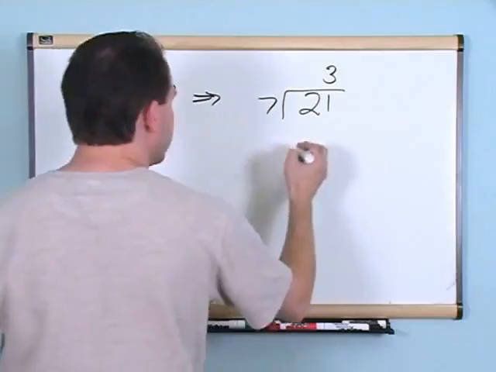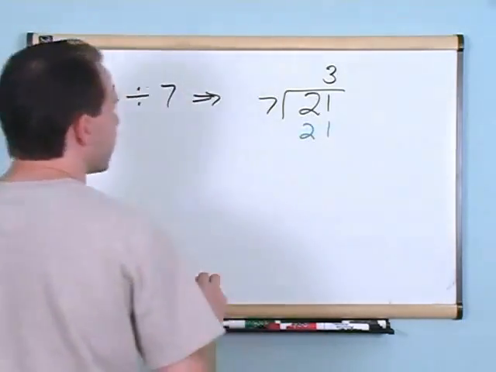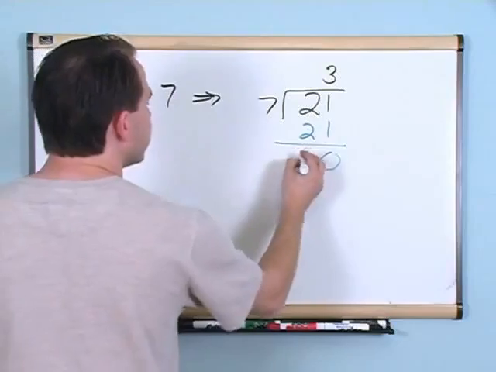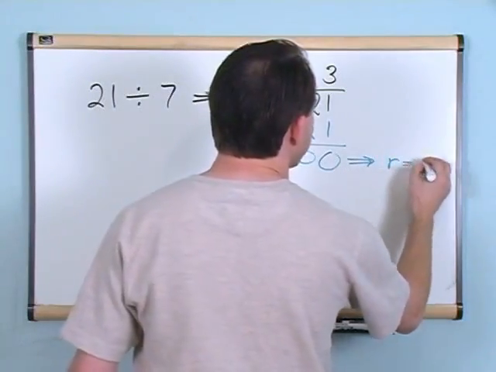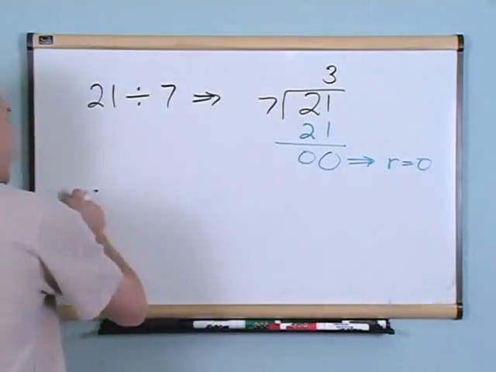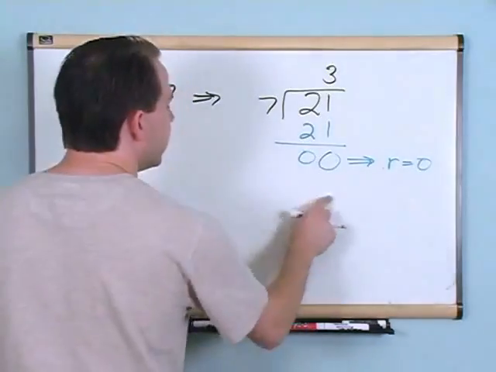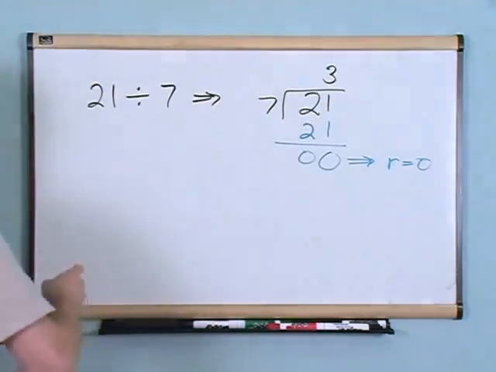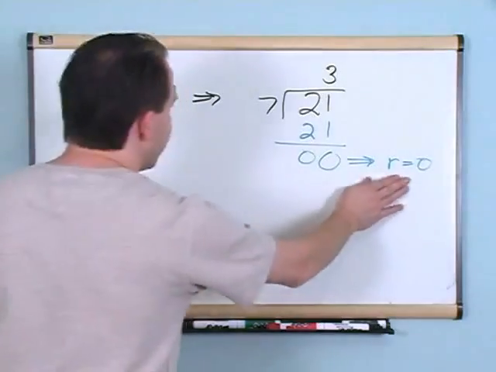3 times 7 is going to give us 21, and I'm going to write it down here. 21 minus 21 gives us 0. So there's a big fat 0. So what this means is the remainder is 0. So if I were to write 21 circles out and I would divide by 7, then I would have 3 groups there, and there would be no balls left over because I'm able to divide in evenly. There's no remainder.